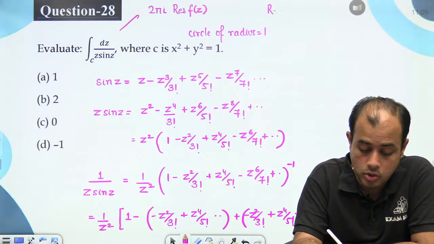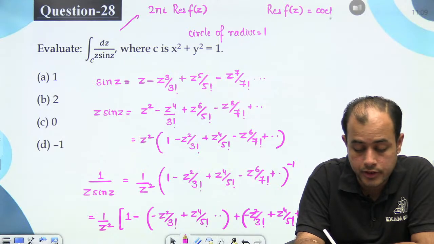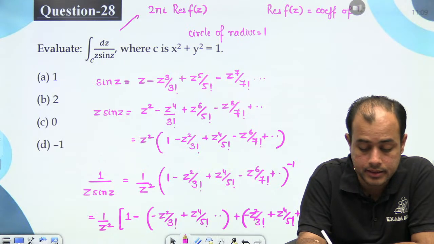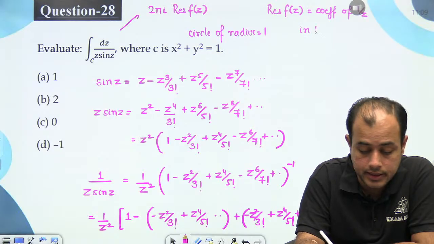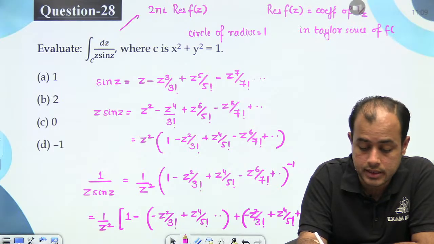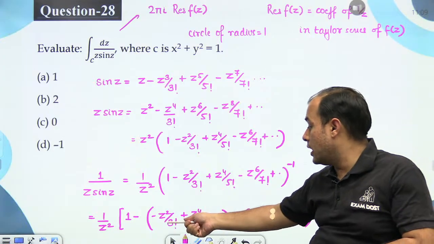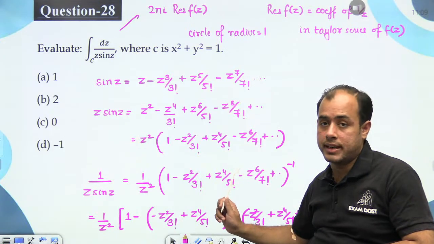What about residue of f(z)? This is the coefficient of 1 by z in the Taylor series of f(z). In the Taylor series of f(z), the coefficient of 1 by z is the residue. Here you will not get any term of 1 by z.